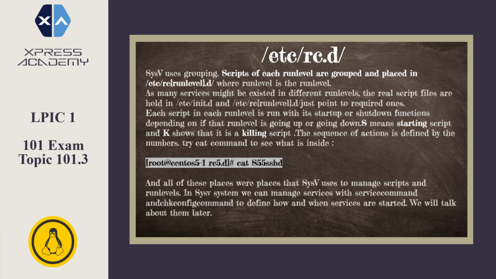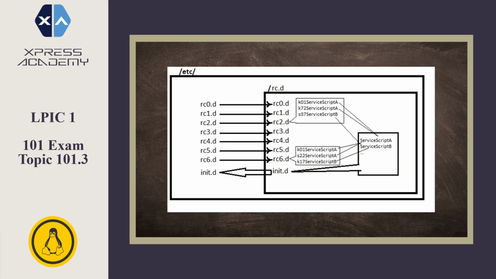S means starting a script and K shows that it is killing a script. The sequence of actions is defined by the numbers. Try the cat command to see what is inside. And all of these were places that SysV uses to manage scripts and run levels. In SysV systems, we can manage services with the service command and chkconfig command to define how and when services are started. We will talk more about them later.